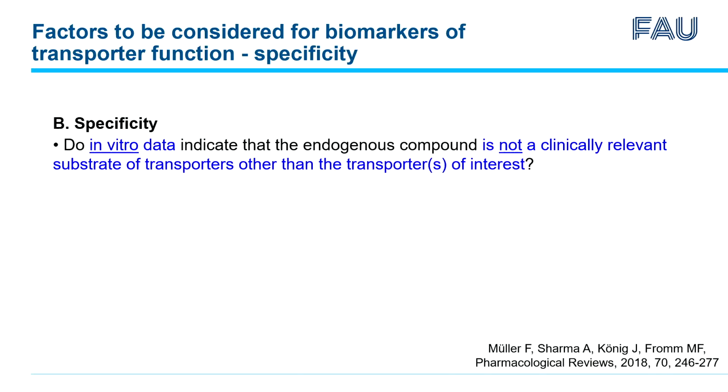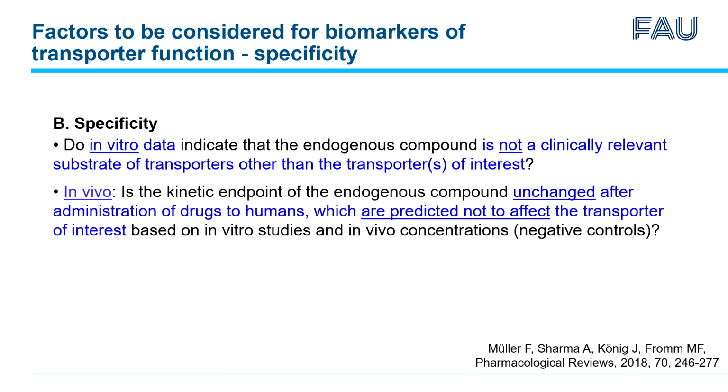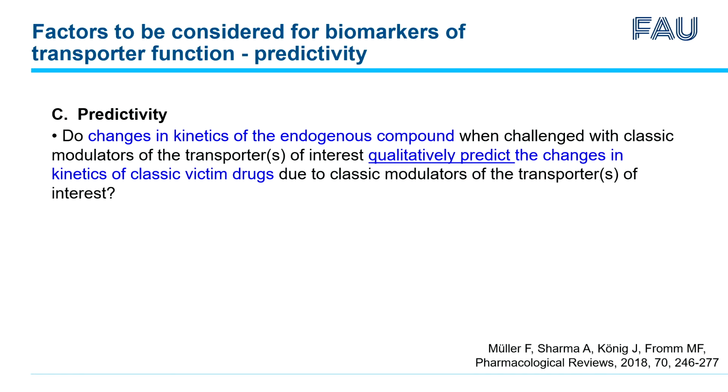So regarding specificity, again, we need in vitro data, ideally showing that our biomarker is not a clinically relevant substrate of other transporters than the transporters of interest. And in vivo, we need negative control, so we need to show that prototypical inhibitors of other transporters, which are not actually in the focus of the respective biomarkers, will not affect the kinetics of our endogenous compound. Regarding predictivity, we have two issues. For example, first, we would like to have a qualitative prediction of an expected DDI.